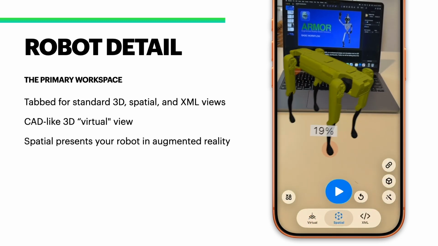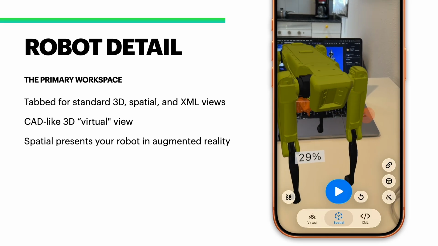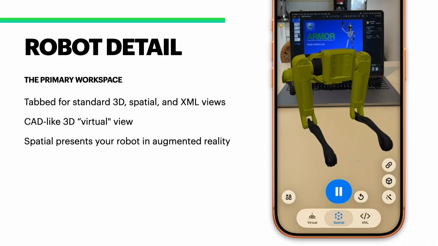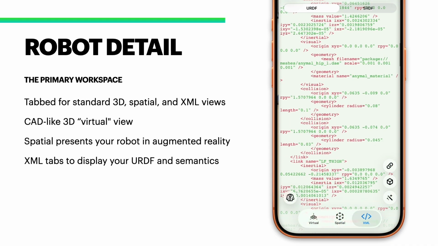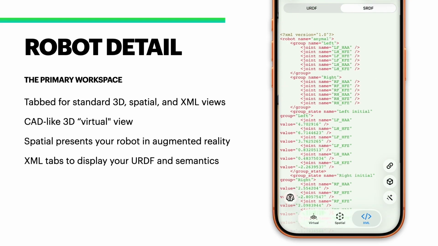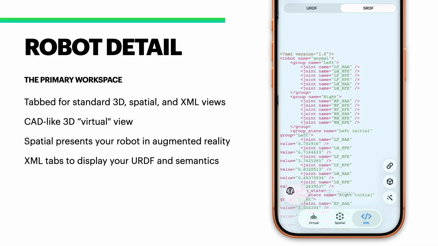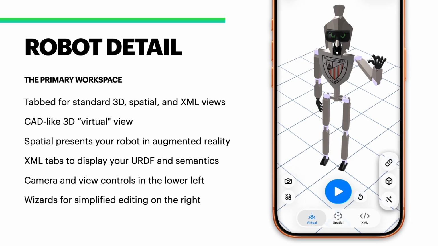The Spatial tab will present your same 3D robot model in AR, overlaid on top of real-world surfaces that are detected by your device's camera and the LiDAR sensor on iPhone and iPad Pro. On the XML tab, you can see the full text of your URDF and SRDF files. These are presented using IDE-like syntax highlighting and selectable theme. Each view includes a column of buttons on the lower left that modify how the model is visualized, and buttons on the lower right that allow quick editing of common model attributes.